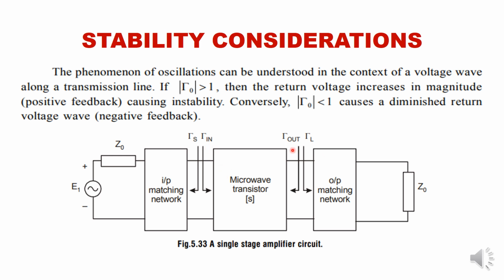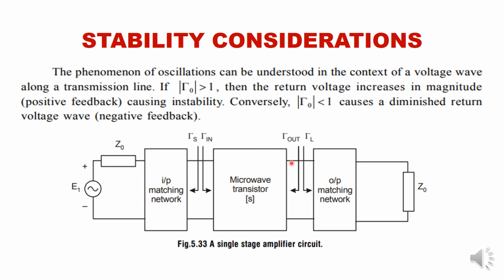And tau out is the reflection coefficient at the output side, that is the output of the microwave transistor. And tau L is the reflection coefficient at the load. So we are going to discuss in terms of the reflection coefficient at the source side as well as the load side, and in between there will be a microwave transistor. So what will be the reflection coefficient at the input and output of the microwave transistor? By considering all these reflection coefficients of this amplifier circuit, we will be discussing stability considerations.